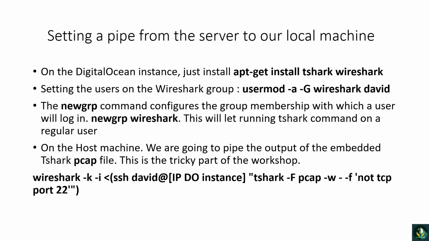Then what you have to do now is set the users in the Wireshark group, and you cannot run Wireshark as root. So just type this to add the user to the Wireshark group as David, and then the newgrp command configures the group membership with which a user will log in. So newgrp wireshark, this is the group configuration. This will let you run the T-Shark command as a regular user.